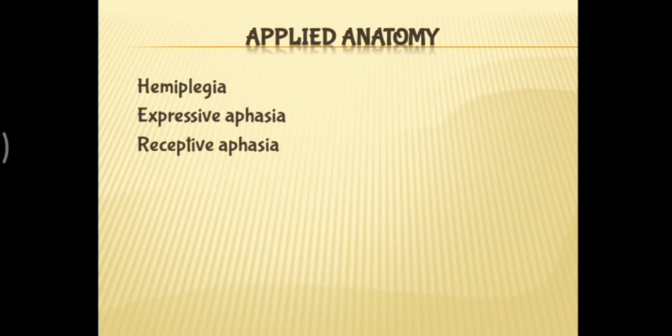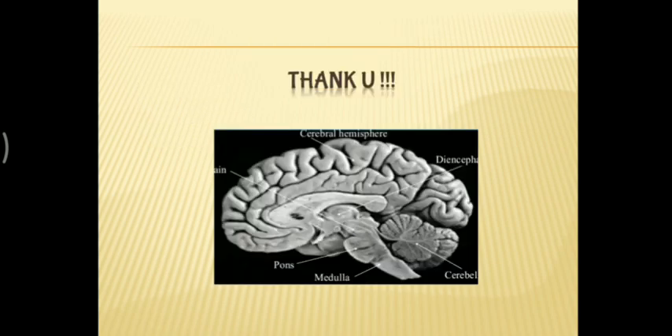And receptive aphasia means loss of the ability to understand spoken and written language. This is due to a lesion in Wernicke's area, area number 39 and 40. So finally, global aphasia means a lesion involving both Broca's and Wernicke's areas. So that's all about the cerebrum. Thank you.